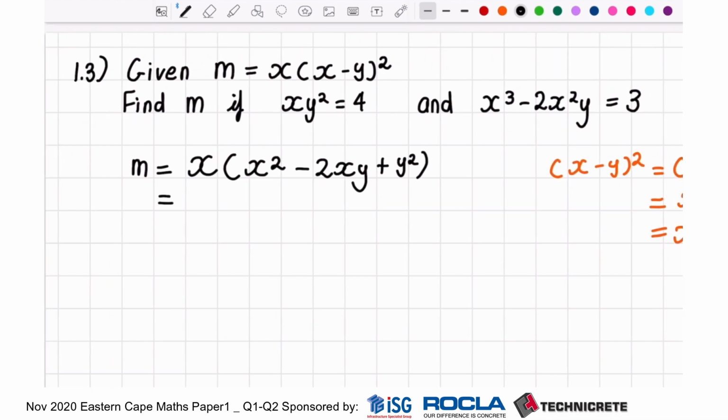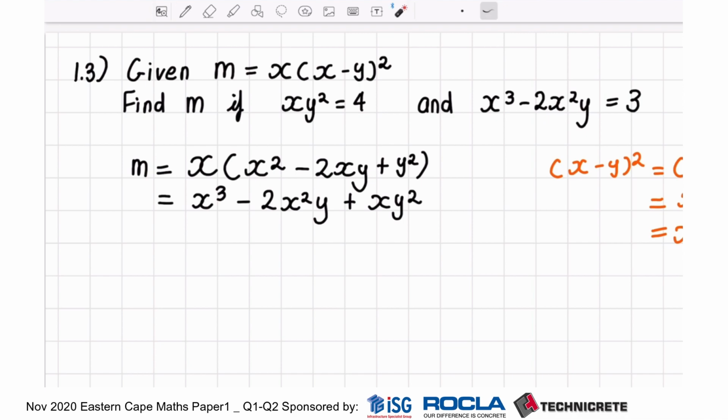Okay, so now that I've sorted out this exponent, I can then go on and distribute the x inside. So I'm going to be multiplying every term by x. So x squared times x is x cubed, and minus 2xy times x is minus 2x squared y, and then for the last one, I'm going to have xy squared.